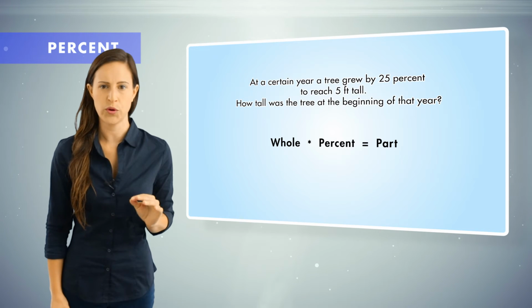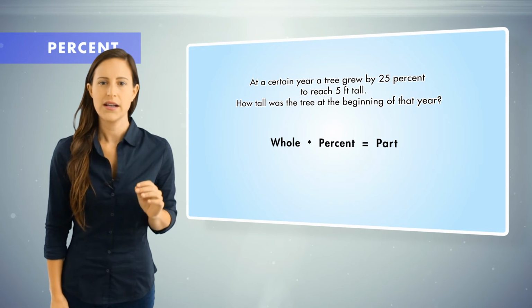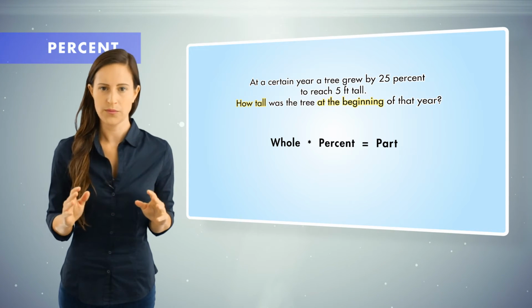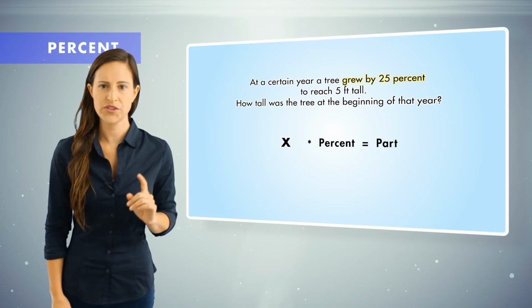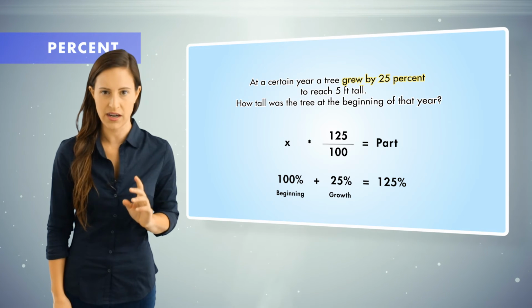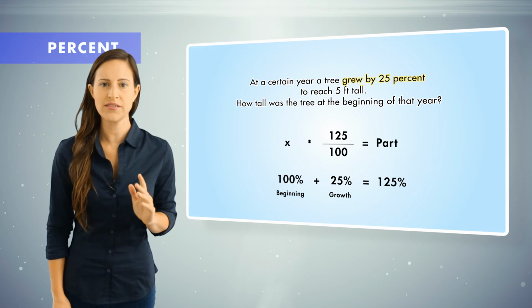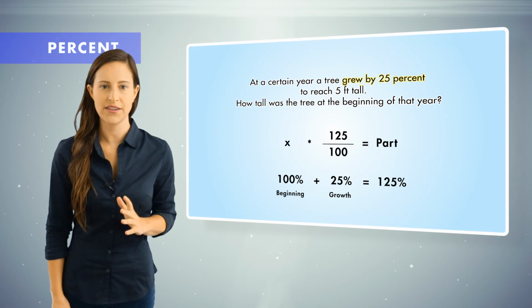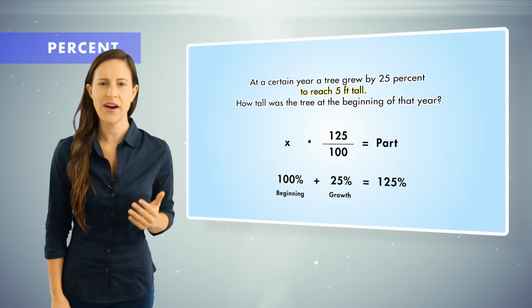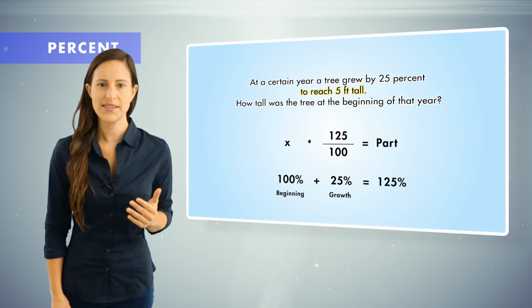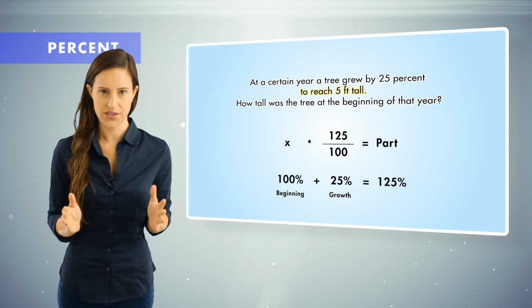Let's identify the components of the formula. The initial height, the whole, is unknown. The tree grew by 25%, so the percent is 125% because we need to add the 25% to its initial height, which is 100%. At the end of the year, it was 5 feet tall. This is the part, the new quantity.